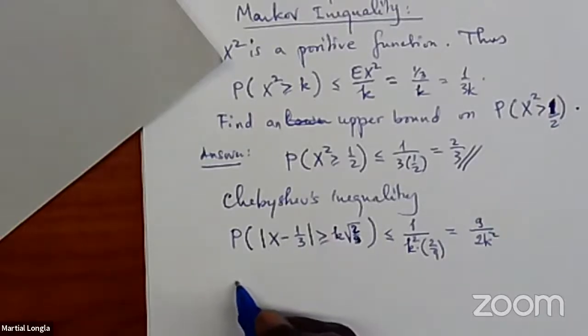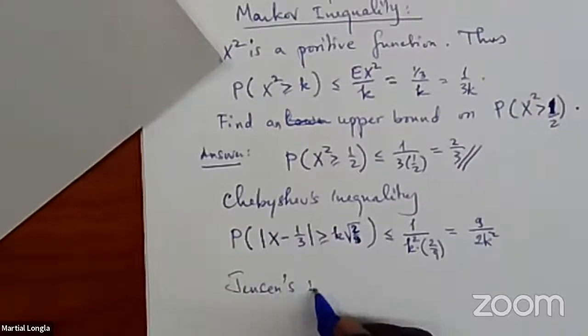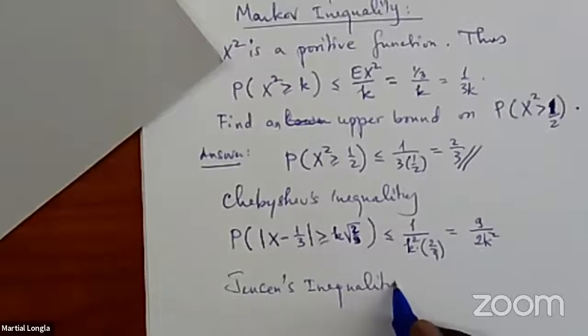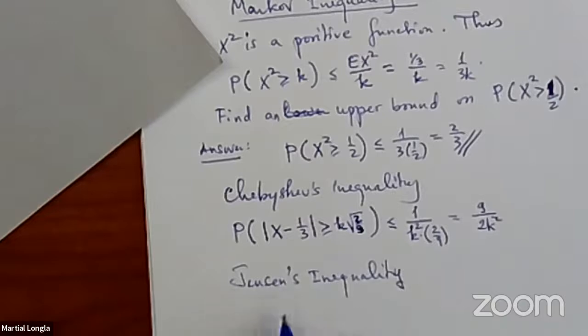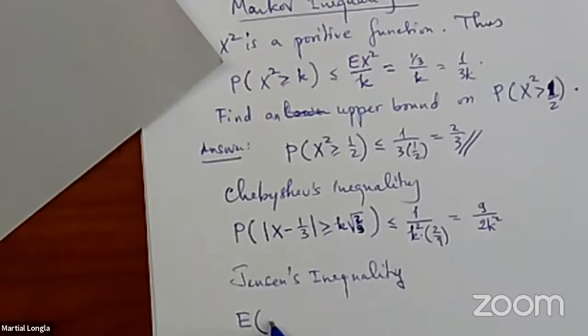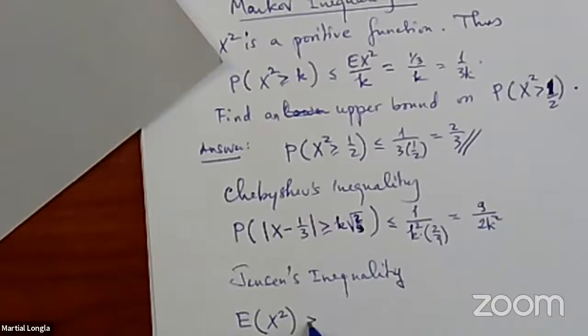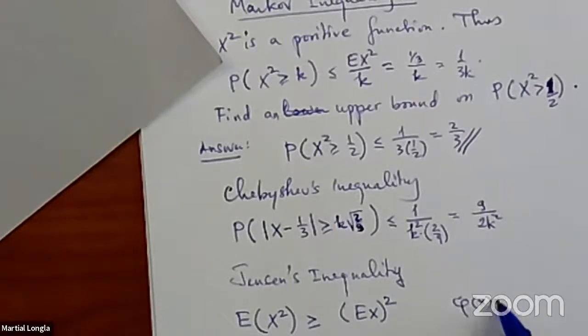And Jensen's inequality would say, in this case, the expected value of x, squared, is less than or equal to the expected value of x squared. And the function here, phi of x, is equal to x squared.